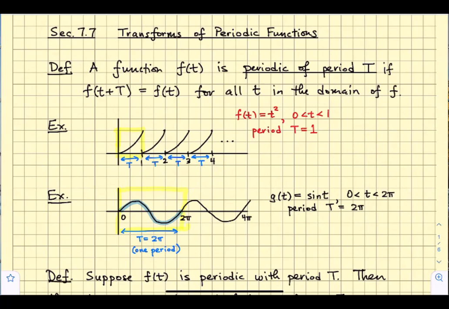Section 7.7, Transforms of Periodic Functions. The goal of this section is to extend our previous Laplace transform work to periodic functions. So let's begin with a definition.